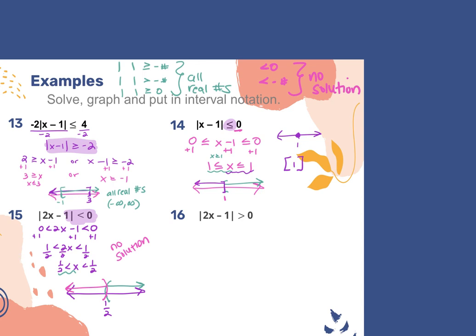So we changed 15. We got rid of the or equal to so you could see what would happen if it was no solution. If it had the line underneath, then 15 and 14 would be the same. It would just be one half.